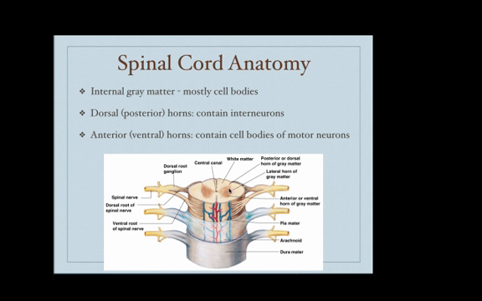we have interneurons. So remember, interneurons are the go-between. They take in information from sensory neurons and send that information out to other neurons. In the ventral or anterior horns are the cell bodies of motor neurons. And we'll see how all this comes together. We're going to look at the pathway of information as it goes through the spinal cord. But just keep in mind that we've got interneurons here and motor neurons here.